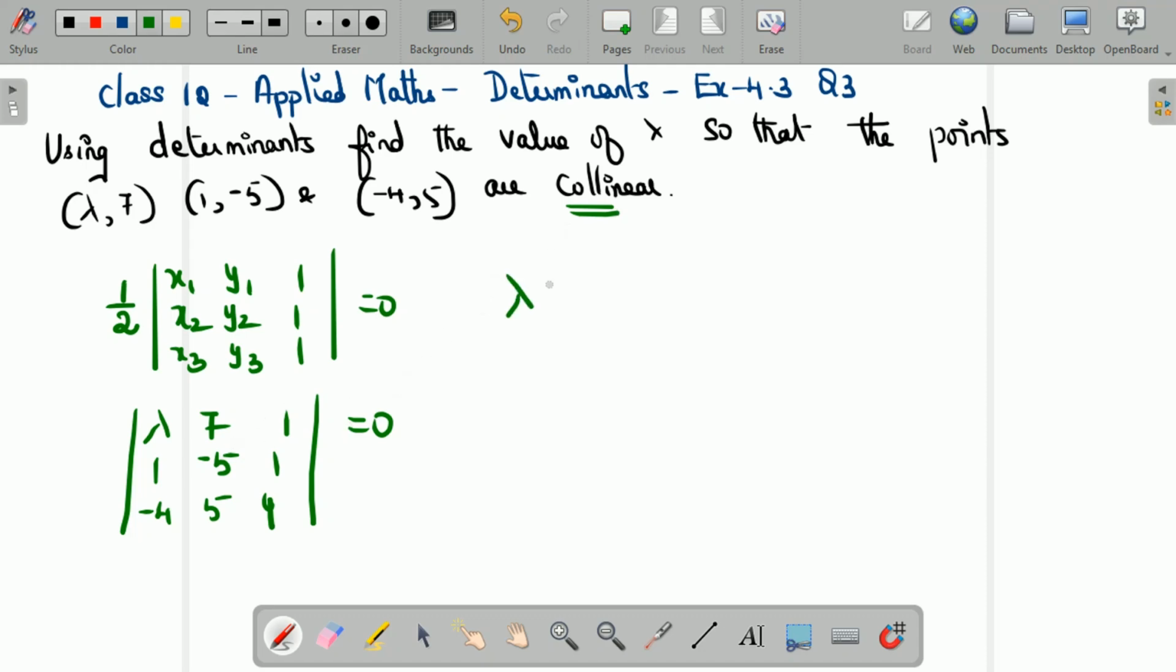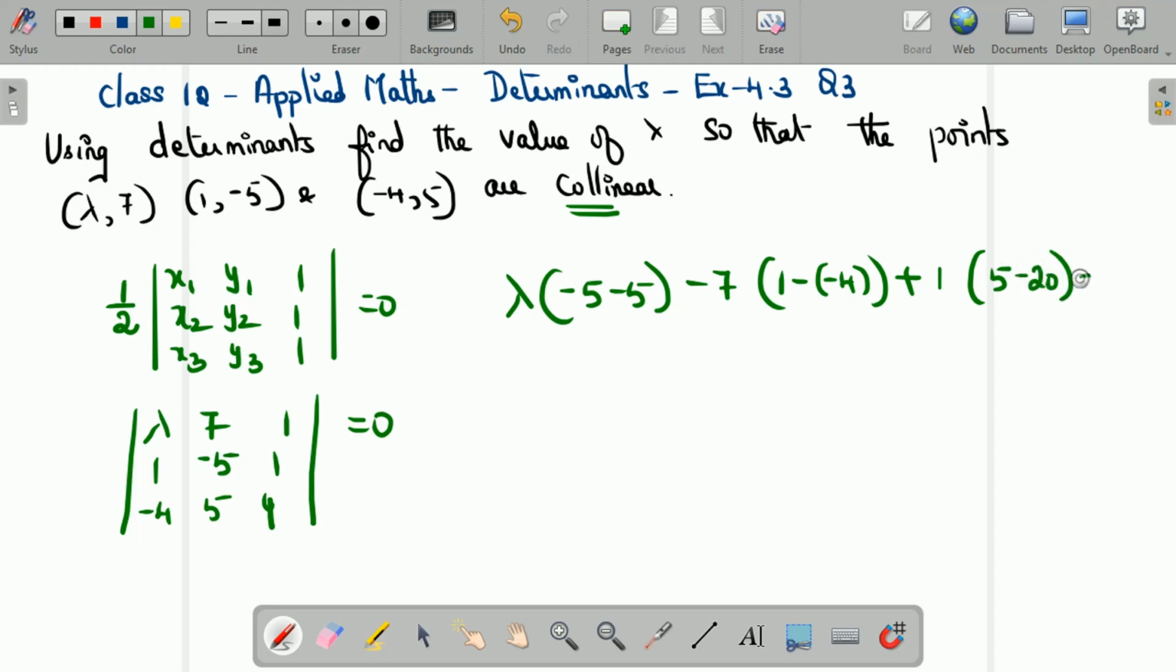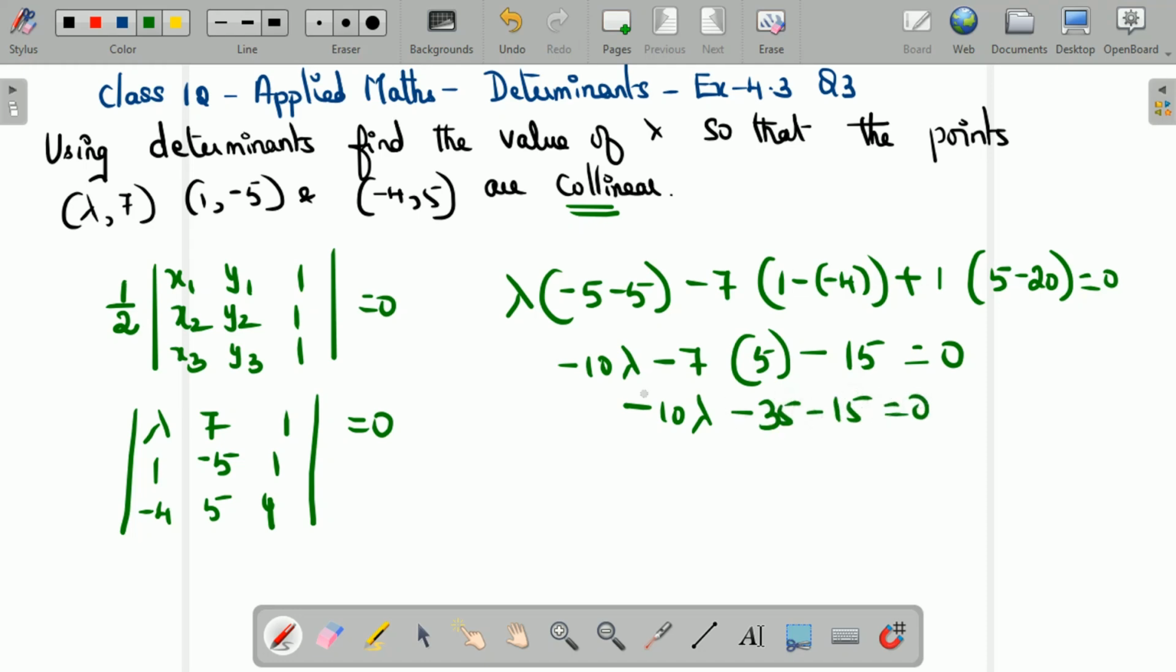So, now let's expand. So, lambda into (minus 5 minus 5), minus 7 into (1 minus of minus 4) plus 1 into (5 minus 20) is equal to 0. Now this is going to be minus 10 lambda minus 7 into 5, since 1 plus 4 is 5, and this is going to be minus 15. So this is equal to 0. So minus 10 lambda minus 35 minus 15 is equal to 0.